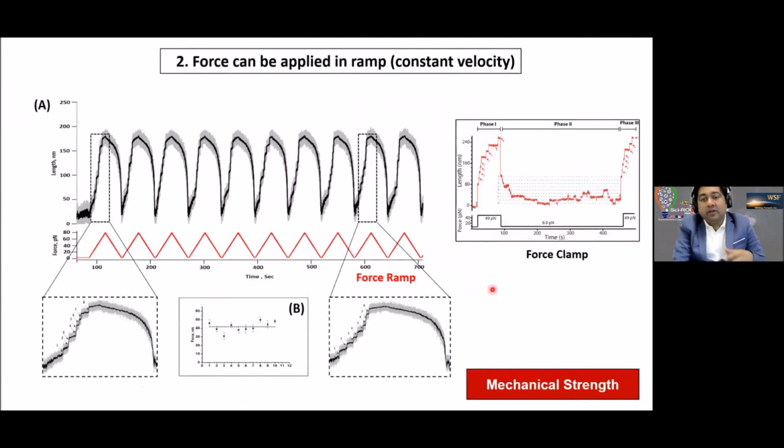Okay, now if you want to be a little bit fancy, you can apply the force like a force ramp, not a force clamp. Force clamp means you are increasing the force stepwise. Force ramp means it is a constant increase in the force, constant decrease in the force. So you can also do that, and you are getting the same steps. Good.